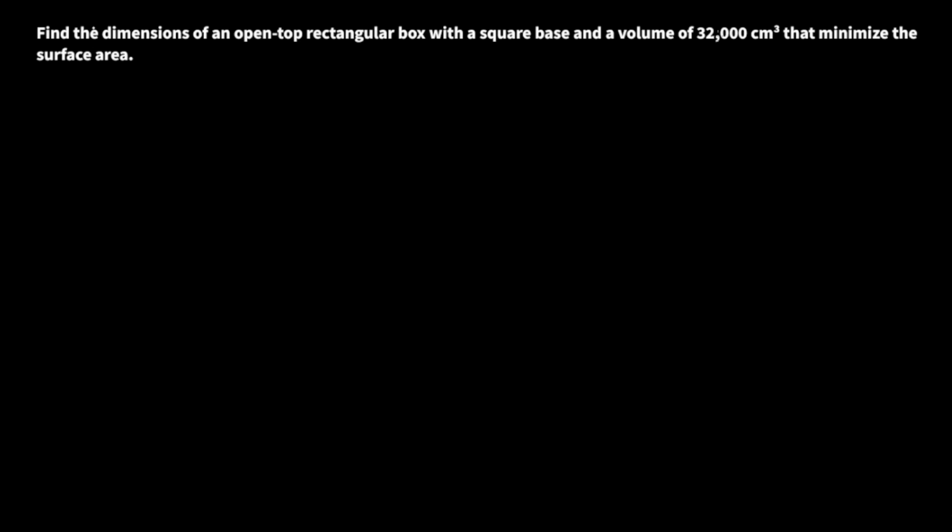But let's do this problem. So we want to find the dimensions of an open-topped rectangular box with a square base and a volume of 32,000 centimeters cubed that minimizes the surface area. So we want to minimize the surface area. We want to find some local min in the surface area formula.